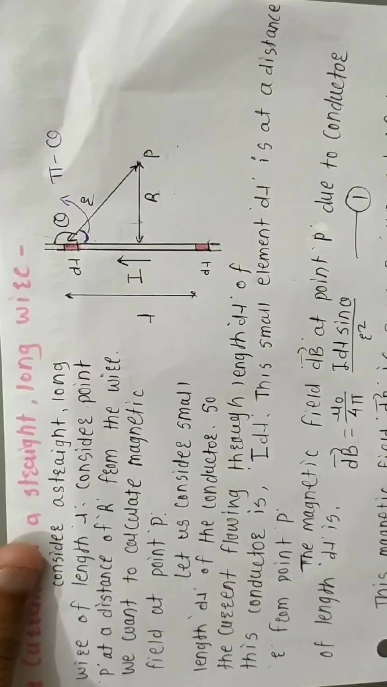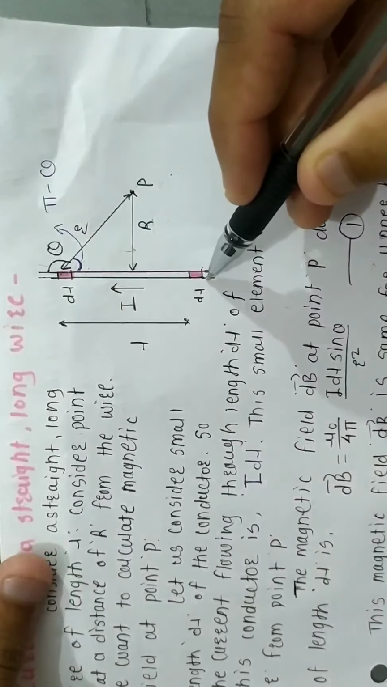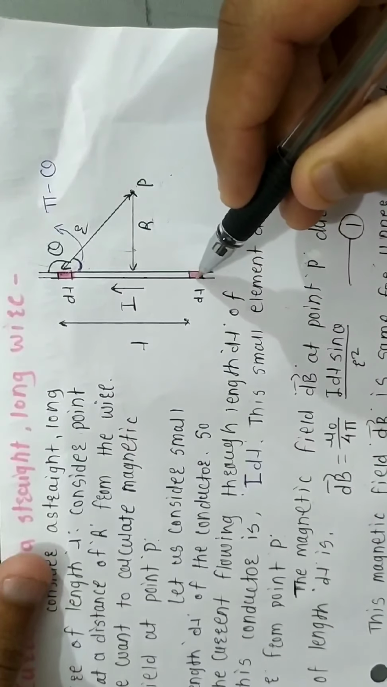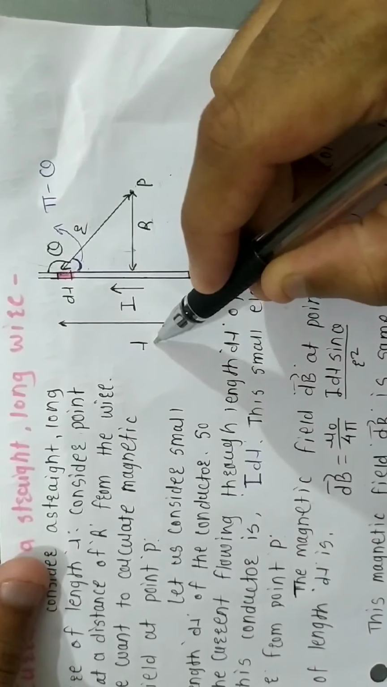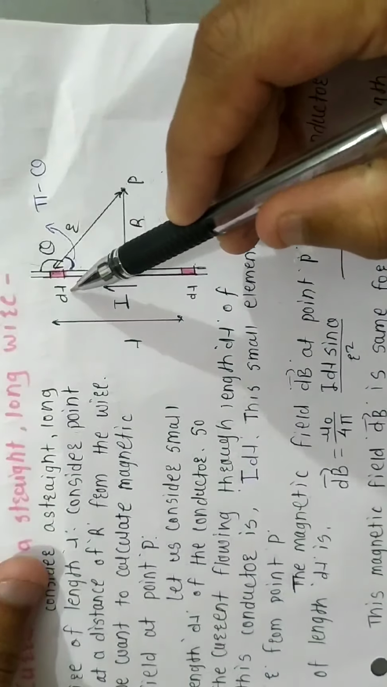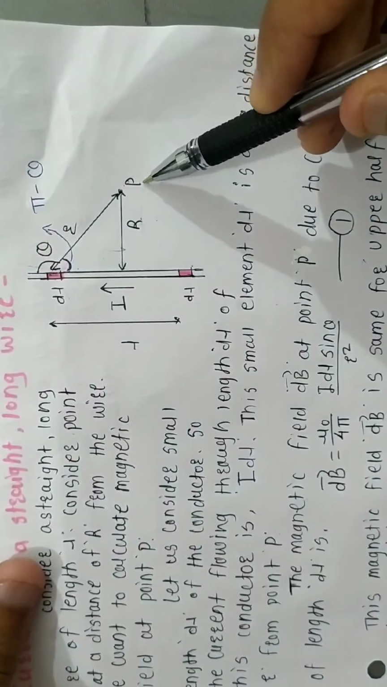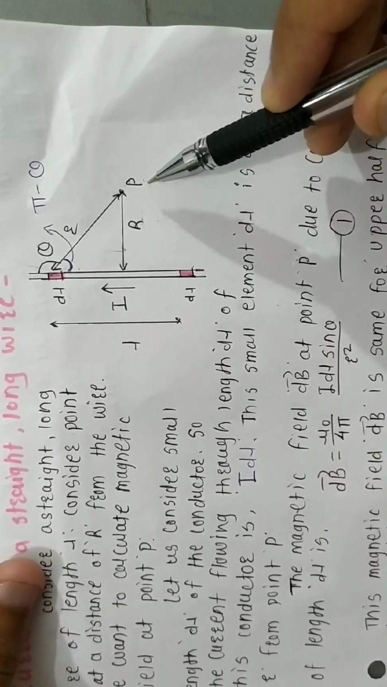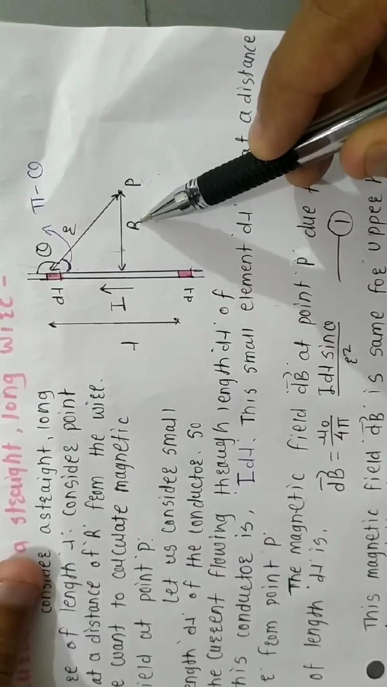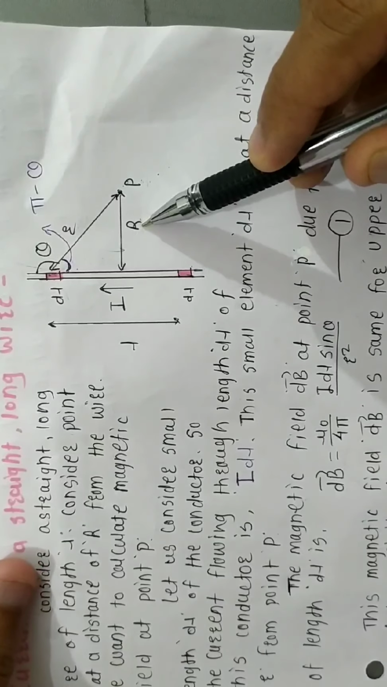straight long wire. So in the diagram, we can see it is a straight infinitely long current carrying wire whose length is L. This is made up of a large number of small elements. Out of that, we consider one small element dl. Here this point P, we consider, is at a perpendicular distance capital R from the conductor.